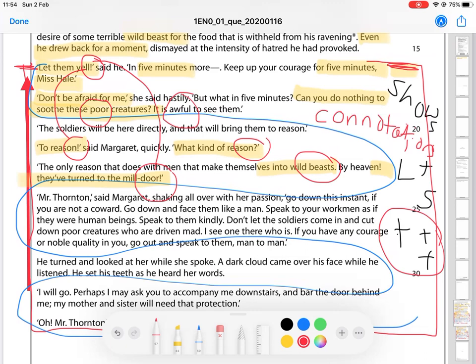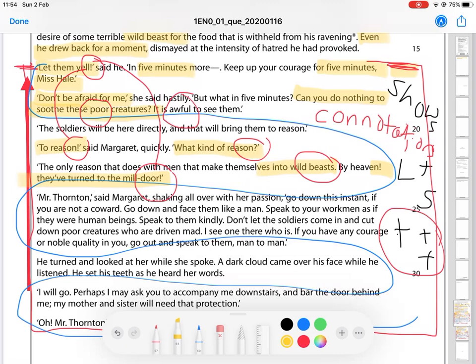"Mr. Thornton," said Margaret, shaking all over with her passion, "go down this instant if you are not a coward. Go down and face them like a man. Speak to your workmen as if they were human beings. Speak to them kindly. Don't let the soldiers come in and cut down poor creatures who were driven mad. I see one there who is. If you have any courage or noble quality in you, go out and speak to them, man to man."